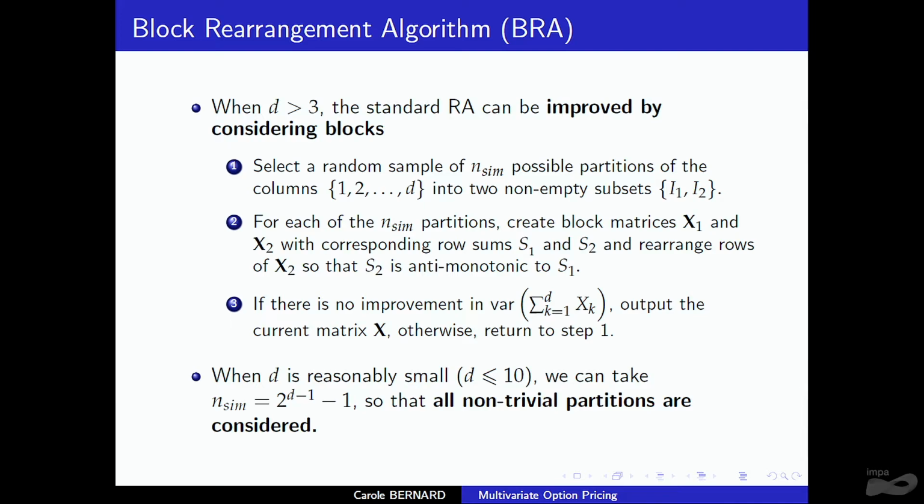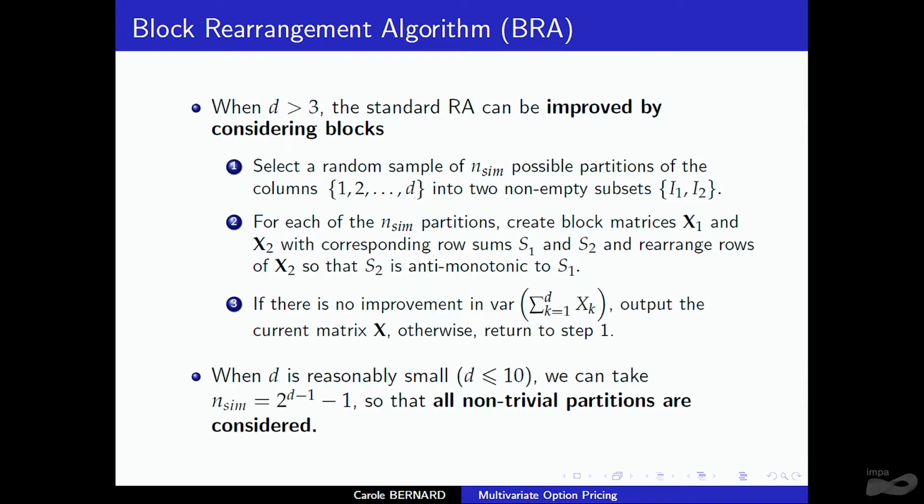That's exactly the idea of the block rearrangement algorithm, where we look at a partition of our D columns into 2 subsets. We sum over one subset, we get S1, and on the other subset, we get S2. And we make sure that we minimize the variance of the sum, the variance of S1 plus S2. To do that, we just have to make the correlation between S1 and S2 as negative as possible.